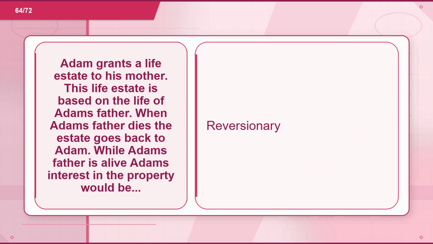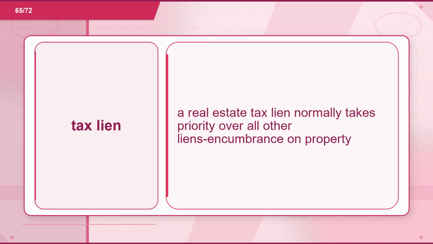Flashcard 64, term: Adam grants a life estate to his mother. This life estate is based on the life of Adam's father. When Adam's father dies, the estate goes back to Adam. While Adam's father is alive, Adam's interest in the property would be. Definition: reversionary. Flashcard 65, term: tax lien.